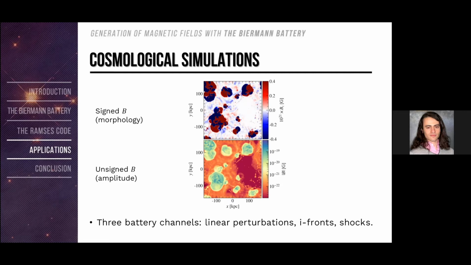So the important result here is that in addition to the classical Biermann channel associated with ionization fronts, we witness here another production channel, which is related to shocks. Its amplitude is way higher because of the increased temperature in such shock events. And the Biermann term is proportional to the temperature.